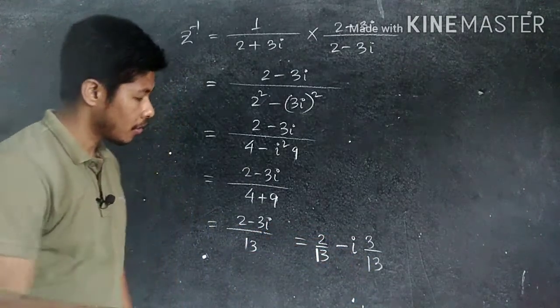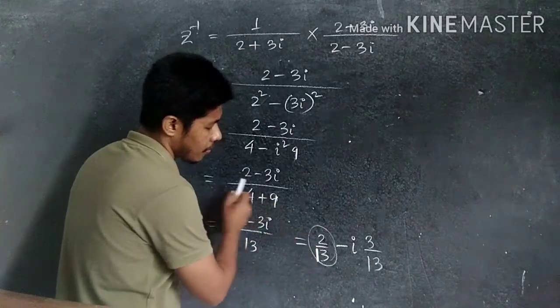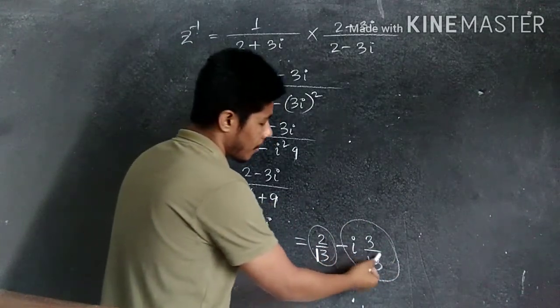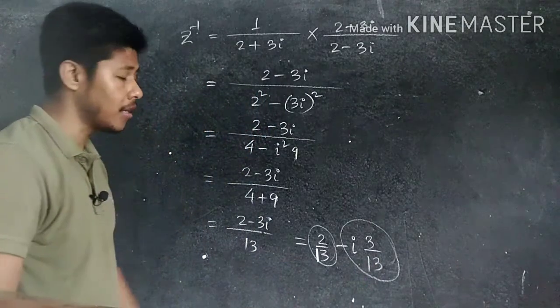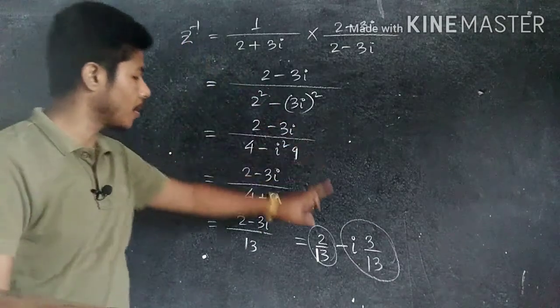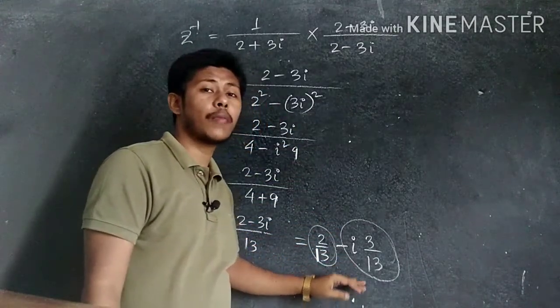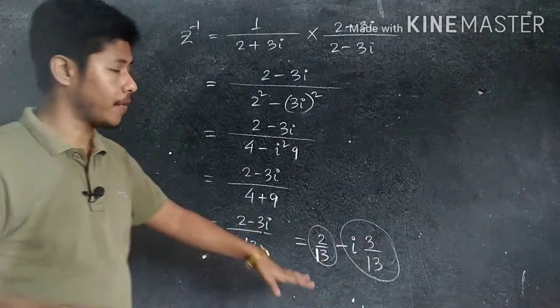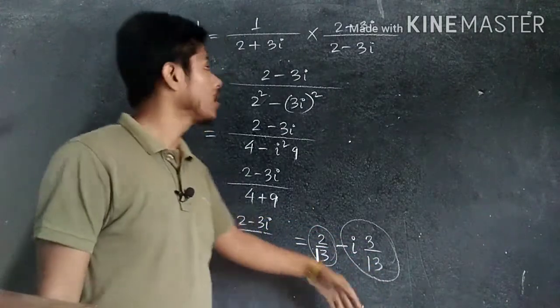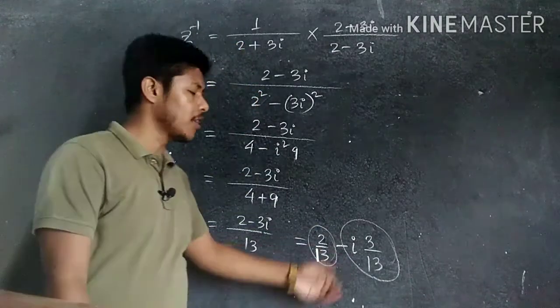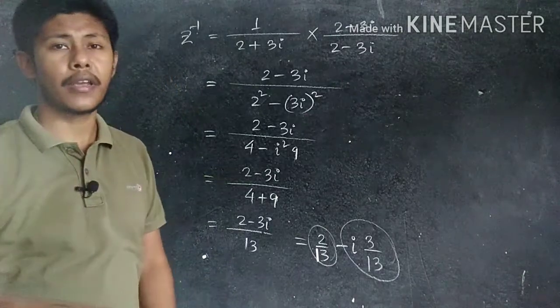Is it clear? So now you see here, this one is the real part and this one is the imaginary part. Both parts we get here. So it is of the form a plus ib. So that means the z inverse. When we convert this one into the form a plus ib or a minus ib, then this one is our correct answer. If we keep it in the earlier way, then our answer is wrong. Is it clear? So in this way, we can find out the multiplicative inverse.